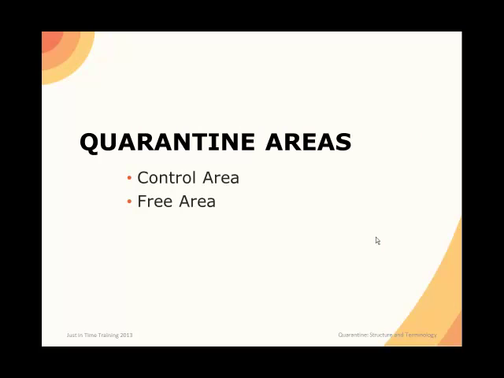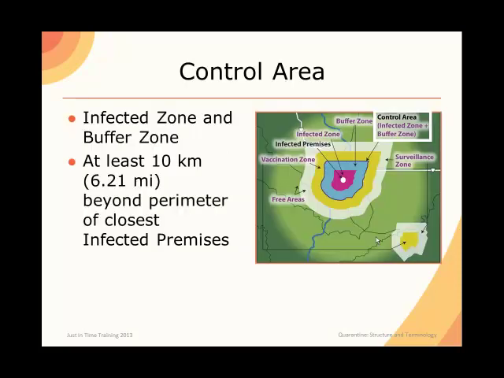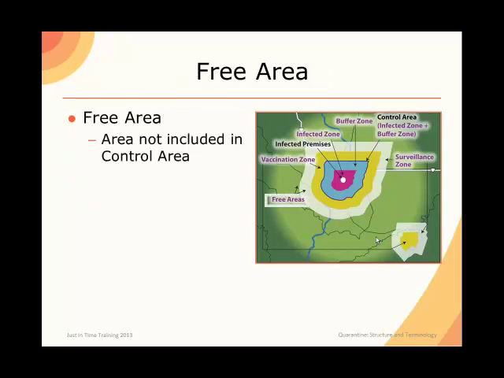The size of these areas are determined by many factors, including jurisdictional areas, physical boundaries, disease epidemiology, environmental factors including climate, and characteristics of designated premises and response zones. The control area consists of the infected zone, shown in pink, and the buffer zone, shown in blue. The perimeter of this area should be at least 10 kilometers, approximately 6.2 miles, beyond the perimeter of the closest infected premises. The control area boundaries may be redefined as the response efforts progress. The free area consists of the area that is not included in the control area.